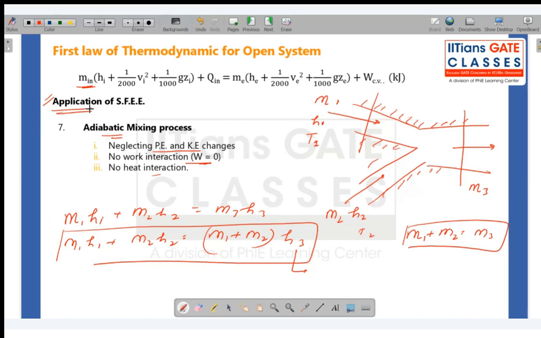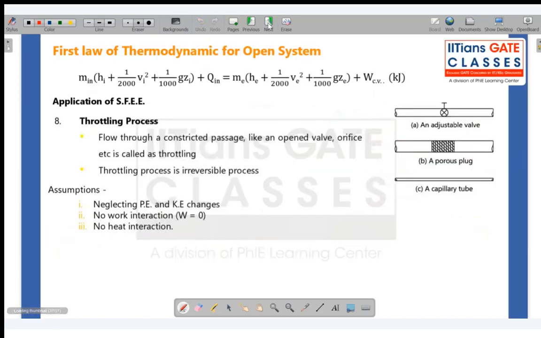Okay. Just writing the application and giving you that. So now, whenever you see these types of questions, you can directly apply it. Okay. The next is the throttling process.